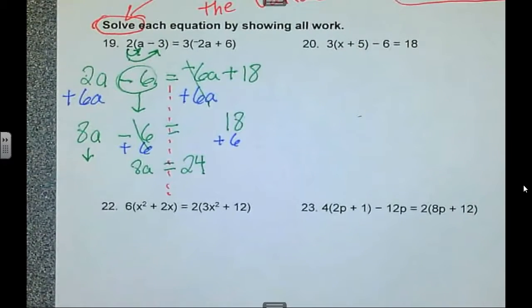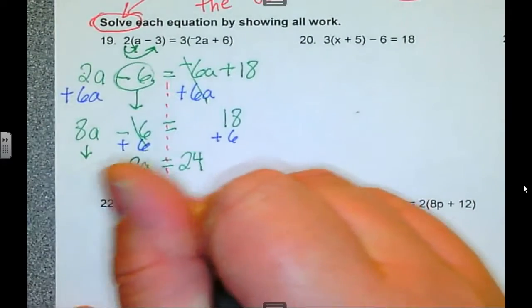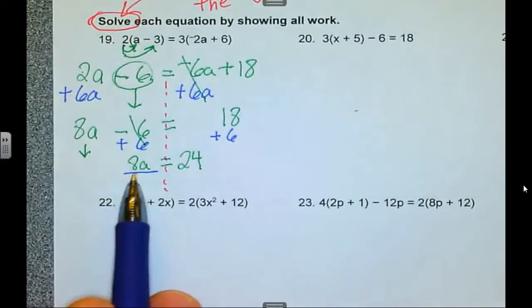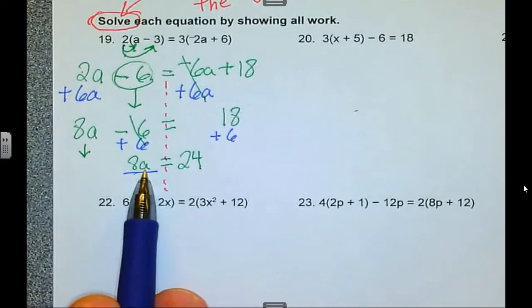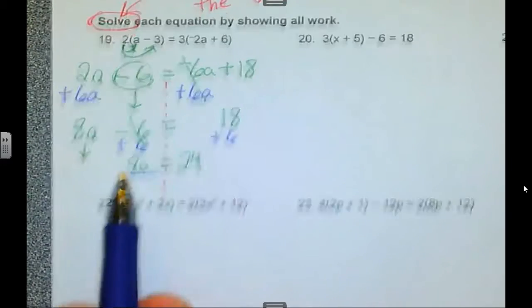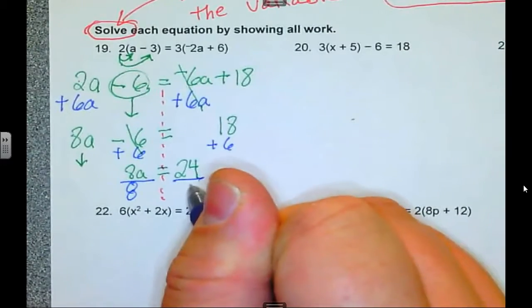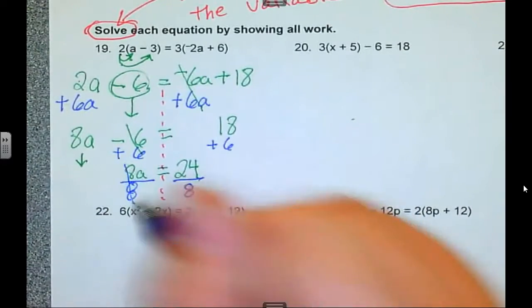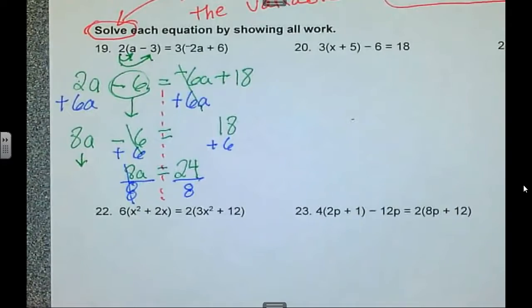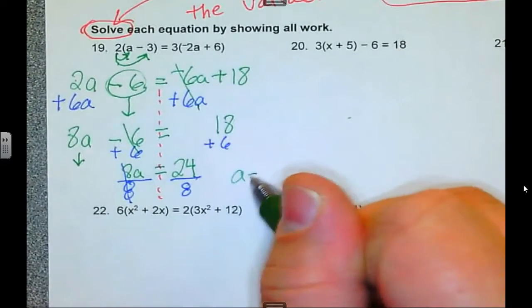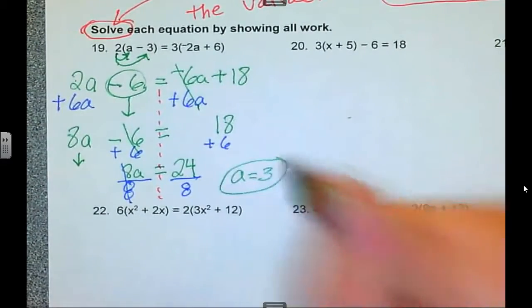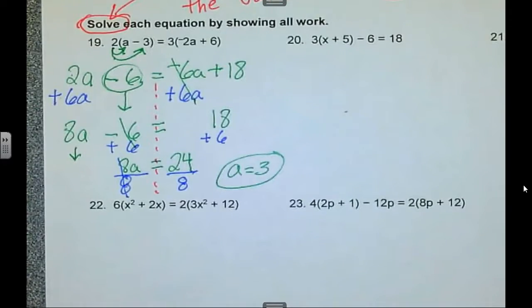Sergio? Divide by 8. Awesome. Yeah, that's a coefficient 8. It's being multiplied to the a. You want to undo multiplication, so divide by the coefficient 8. And what does a equal? 3. Okay.